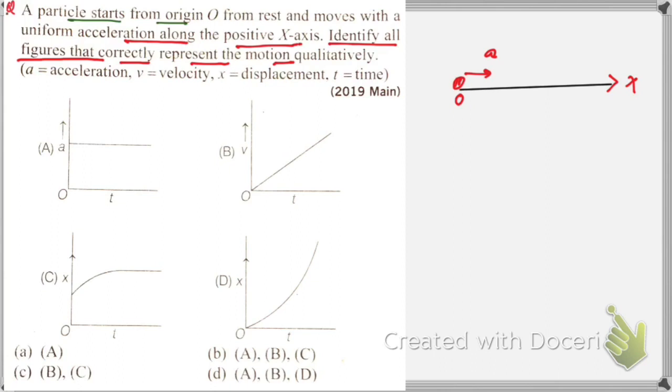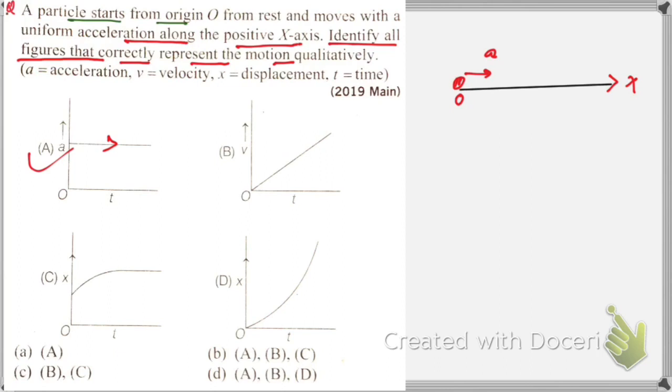So now you see, first let me check the first one. Here you see the acceleration is uniform, that means it is not changing with time. If the acceleration had increased, the graph should be something like this. If it had decreased, it should be like this, right? But here it is parallel to time axis, so that's why here it represents uniform acceleration. So this graph is correct.